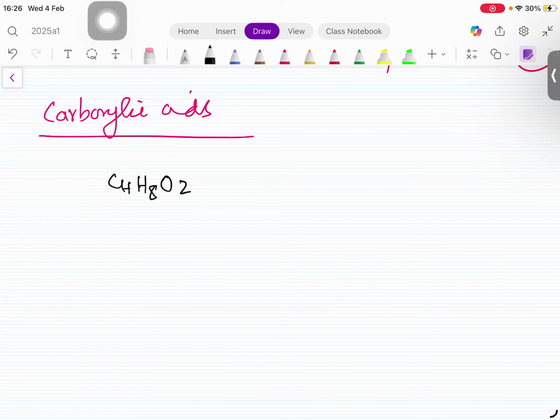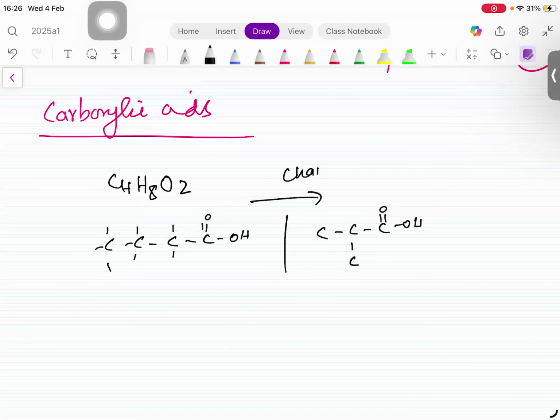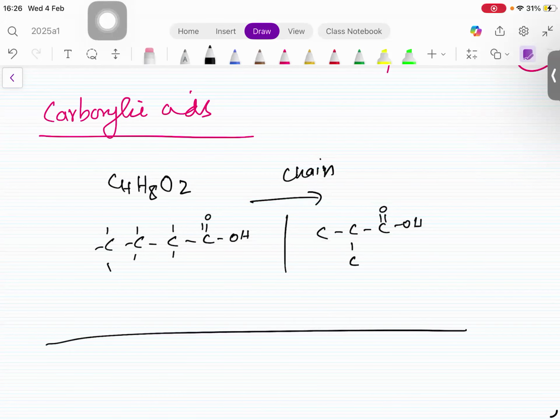Please draw all chain and position isomers for C4H8O2 which are carboxylic acids. Two are formed, and both are chain isomers. There is no position isomer. As I said and repeat again, we cannot change the position of the COOH, right?